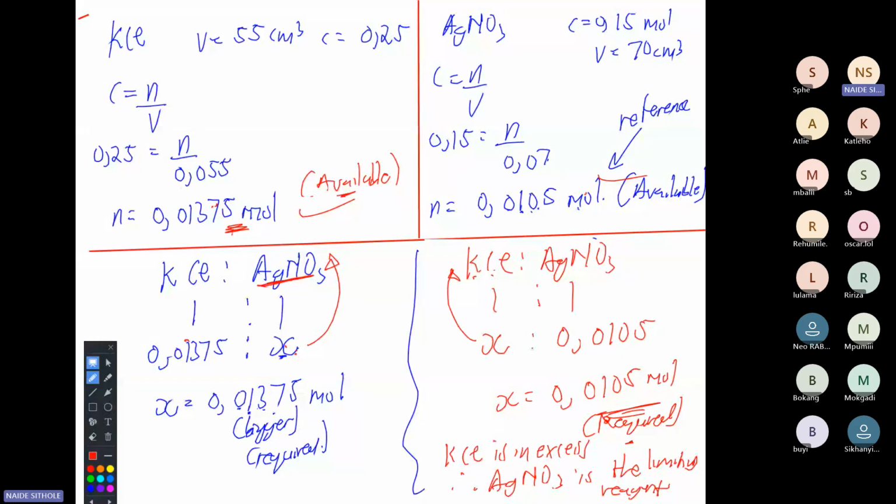The fact that you now make the other one the reference will not change their answer, because in this case you'd be proving with KCl in excess. Now we know that if one is in excess, the other one has to be limiting.